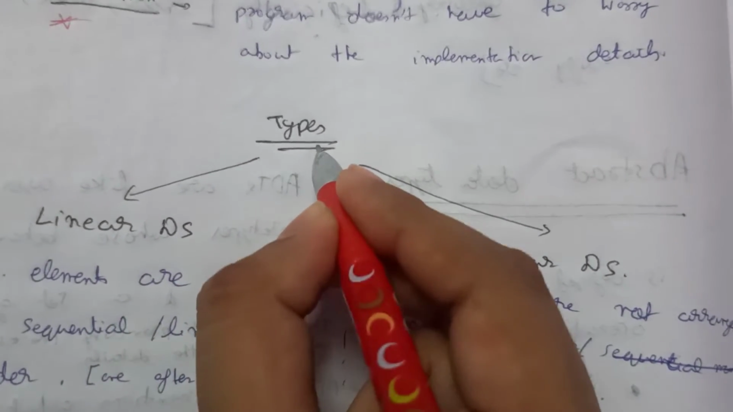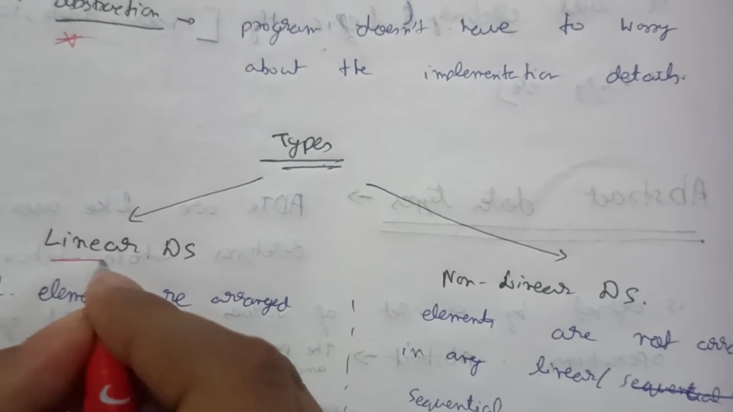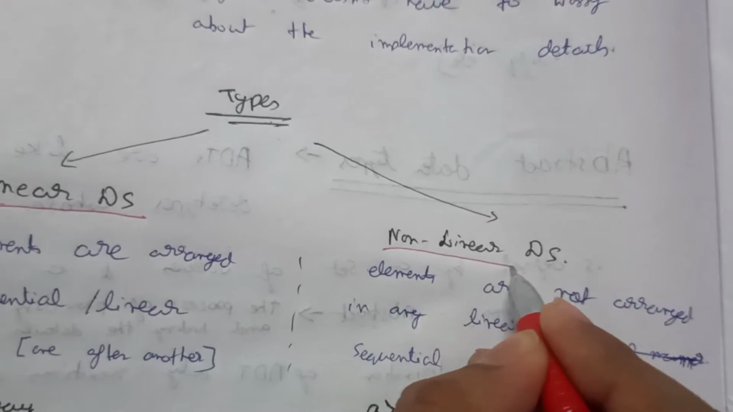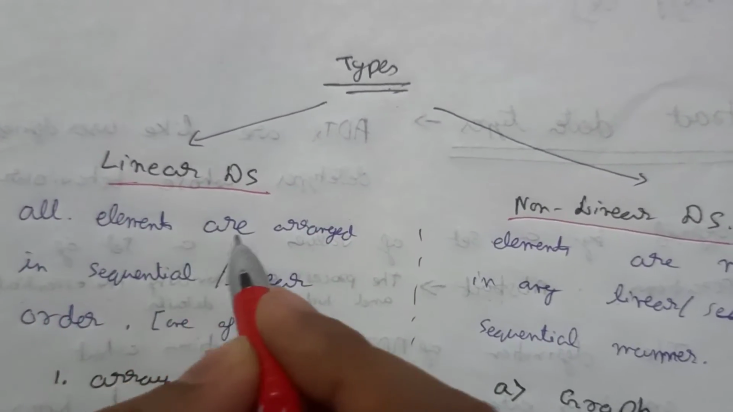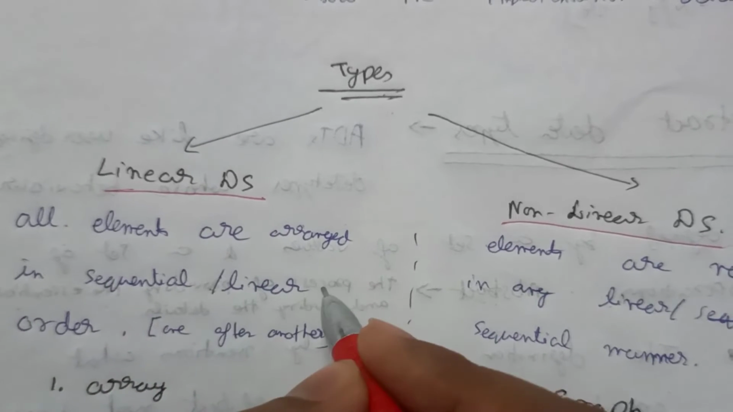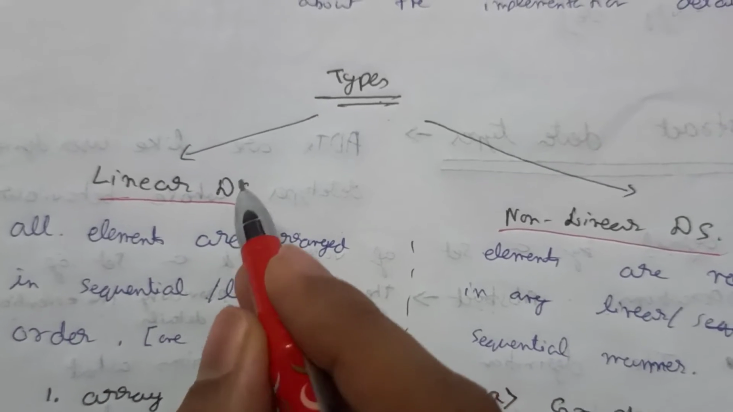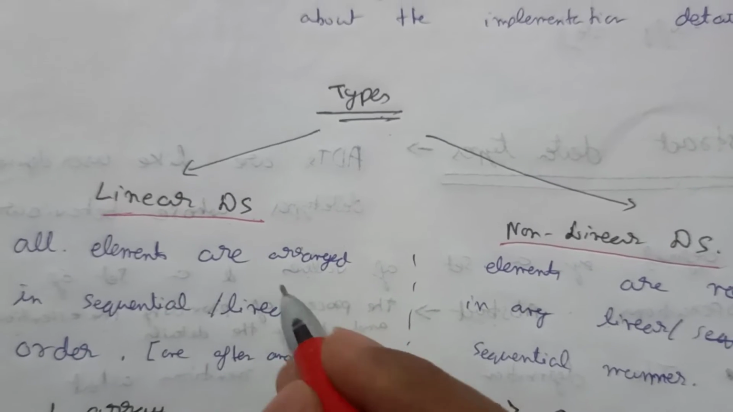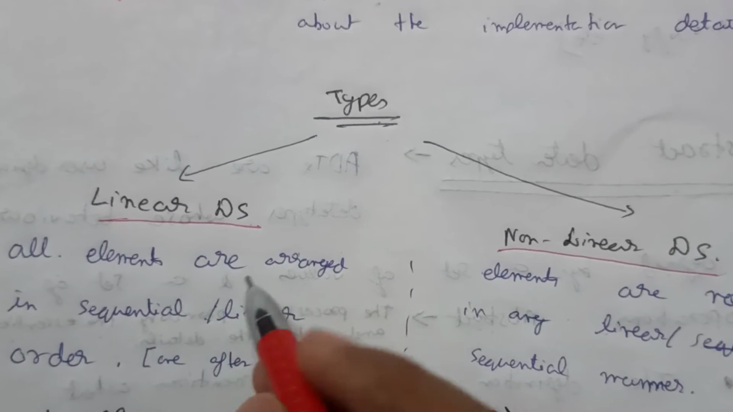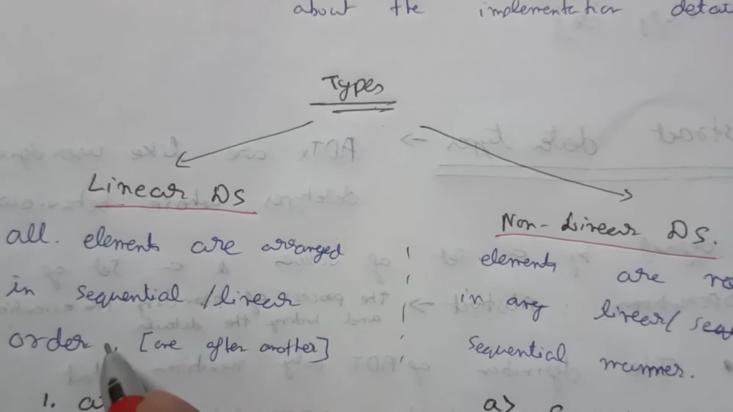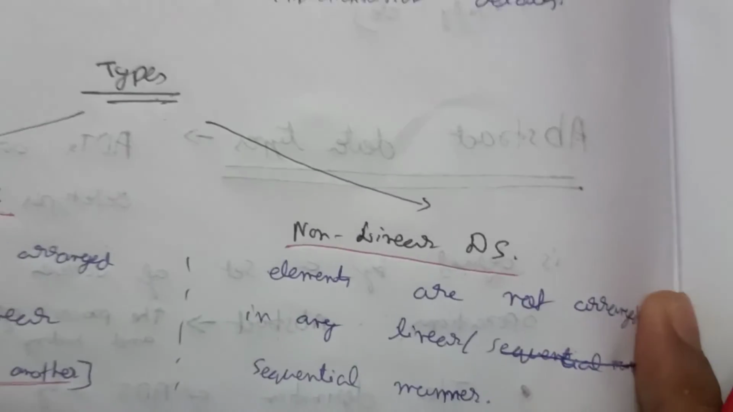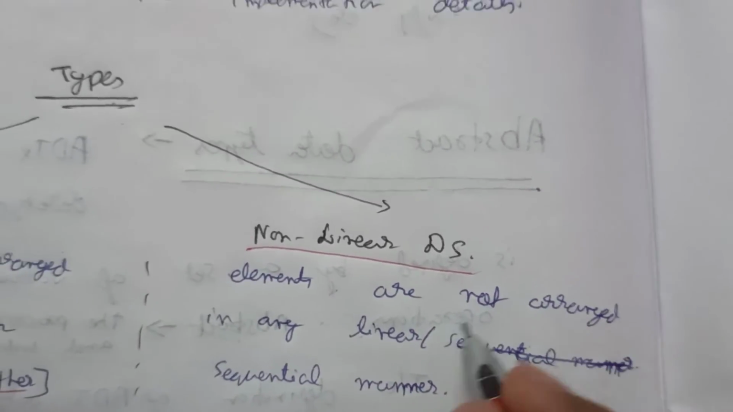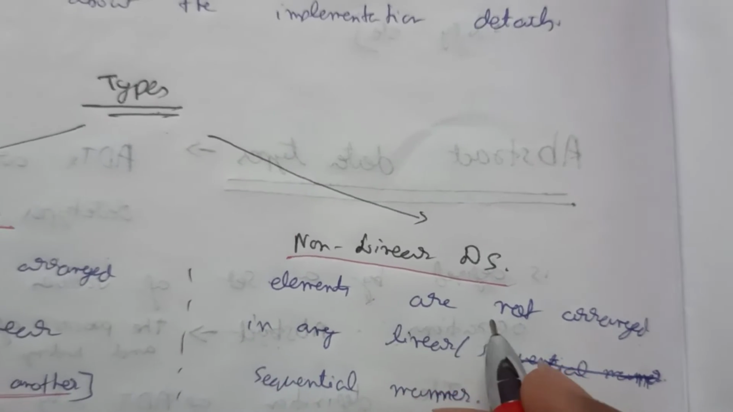For the types of data structure, we can see there are two different types, that is linear data structure and non-linear data structure. So let's see what these are. For linear data structure, all elements are arranged in sequential or linear order. In a linear data structure, suppose like arrays, all the elements are arranged in a sequential order, that is one after another. So this is linear data structure. And what is non-linear data structure? The elements are not arranged in any linear or sequential manner. So that is non-linear.